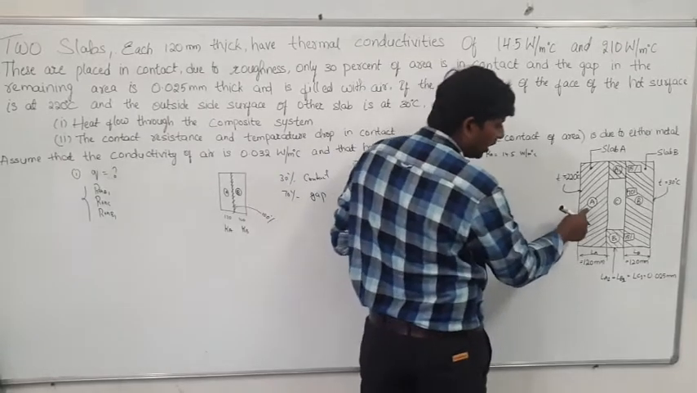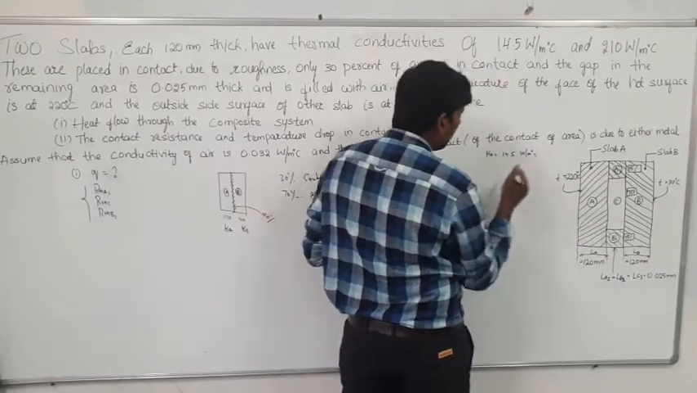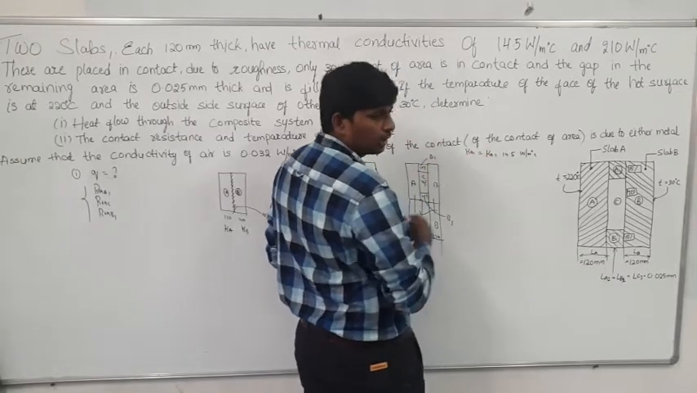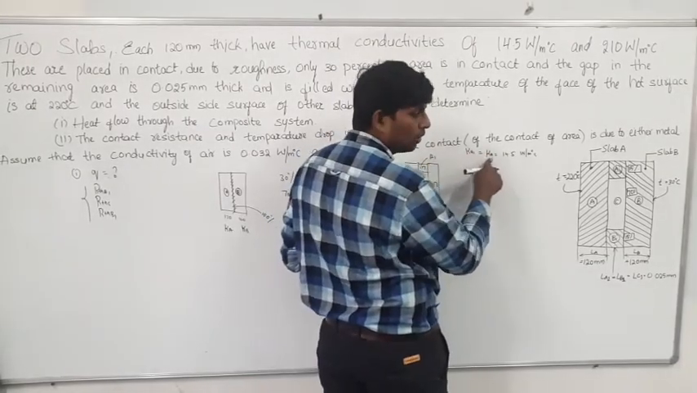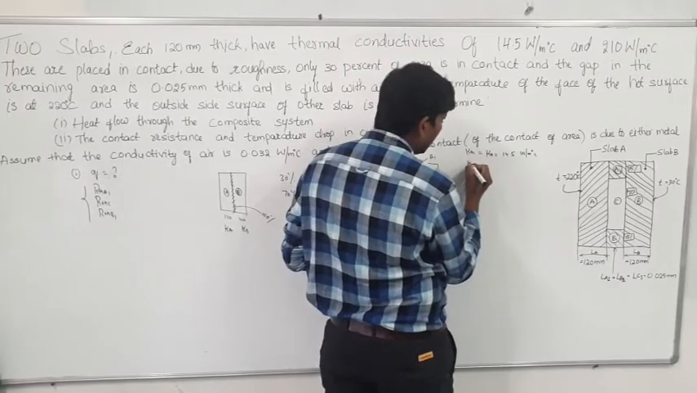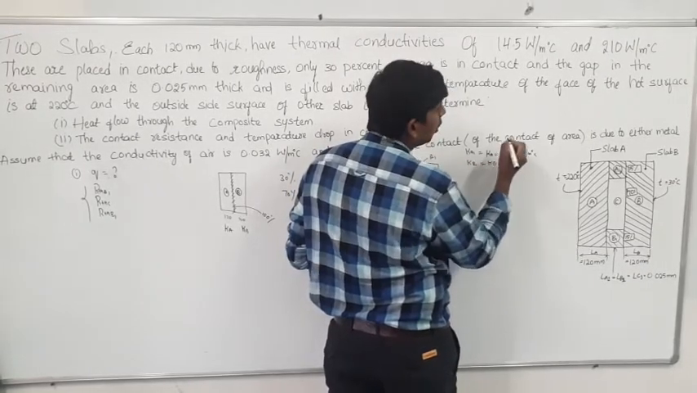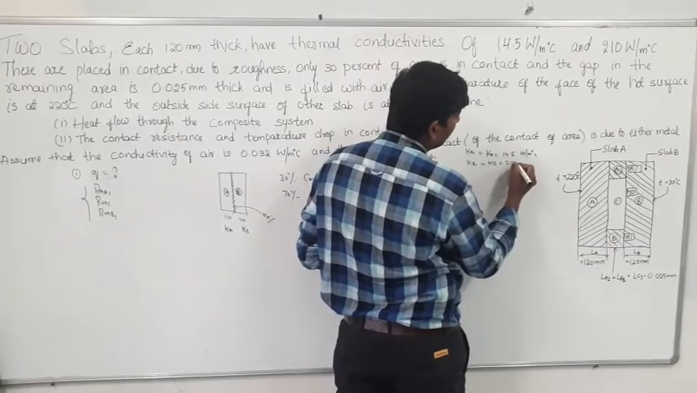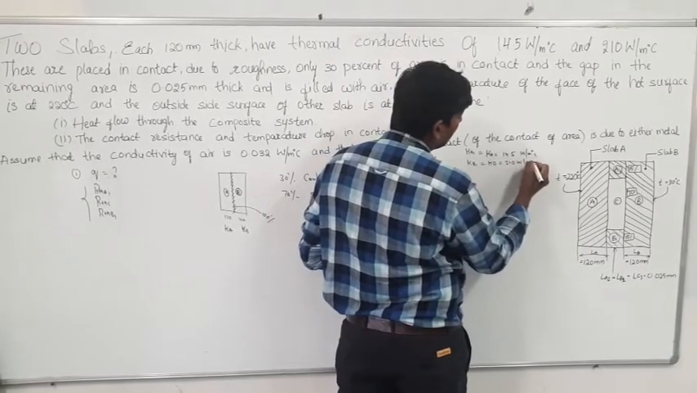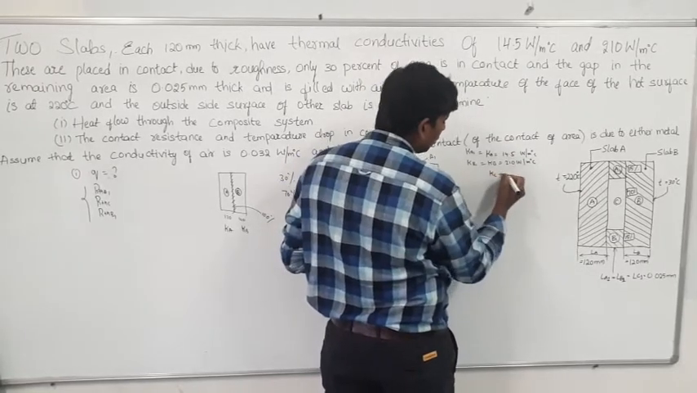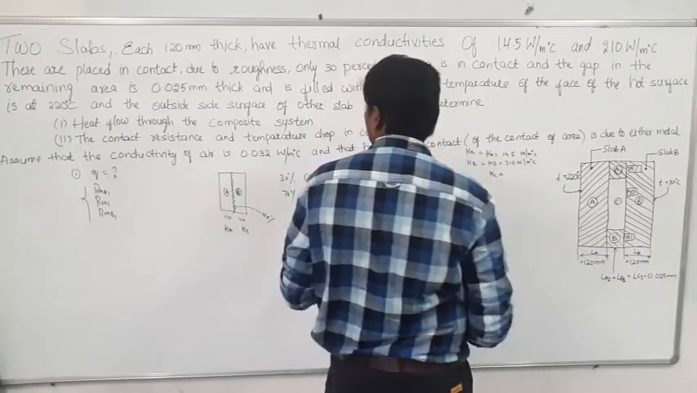Whatever material is here, the same material I am following here, so this is Ka1 also; Ka1 value and Ka value will be the same. Next one is the Kb1 or Kb value. How much is it given? 210 watt per meter centigrade. Next one, the Kc value is given in your question. Kc value, how much is it given?